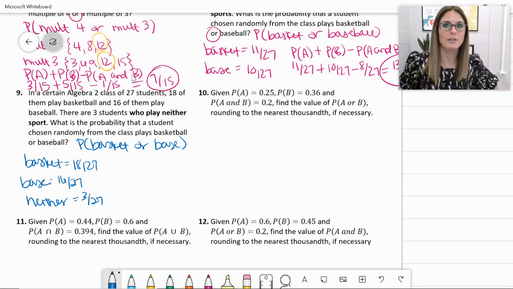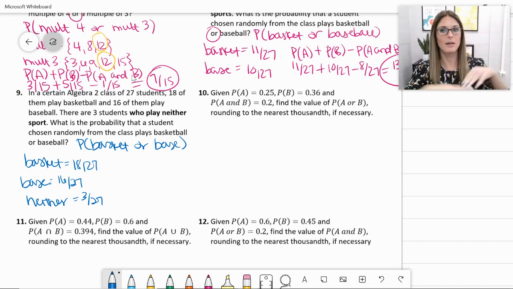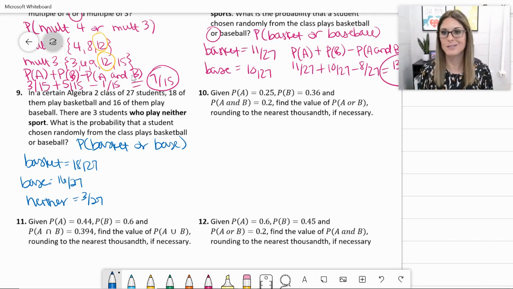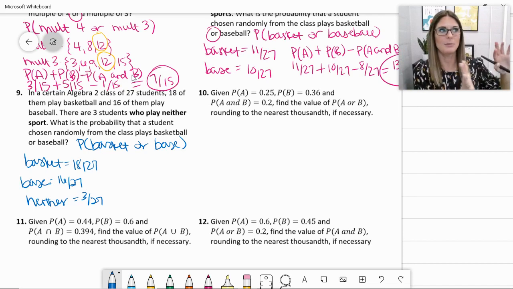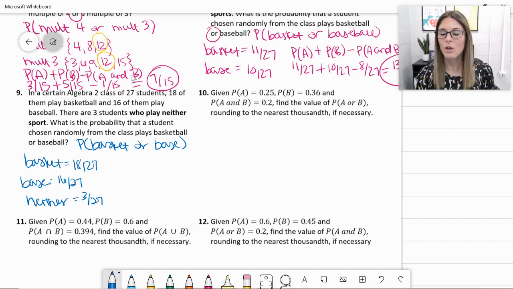So if I'm looking for students that play basketball or baseball, and I really don't care if they play both, I just want to know, of all my students in the class, what's the probability that I pick a student that plays basketball or baseball? These problems kind of make me laugh, and they kind of drive me crazy on Delta Math, because if I care about all the students that play basketball or baseball, and I told them, hey, if you play basketball or baseball, go stand on the left side of the room. Who would not be standing on the left side of the room? The 3 students that play neither.